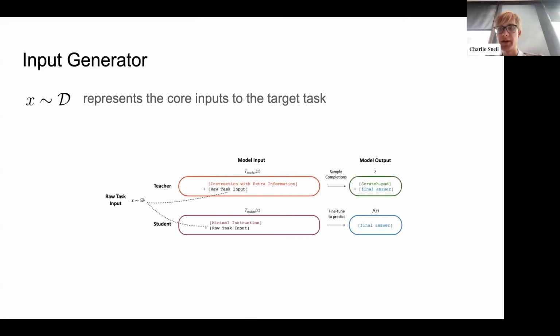Now to define the individual components of our framework for context distillation more clearly. First we have this input generator, which represents the core inputs to the task.